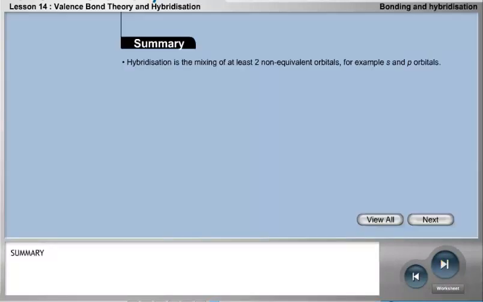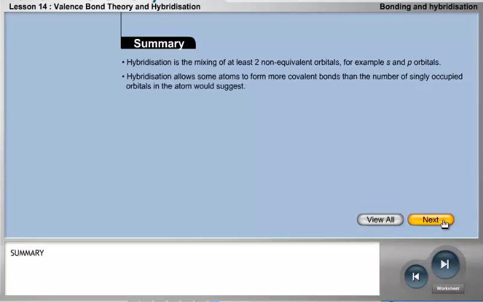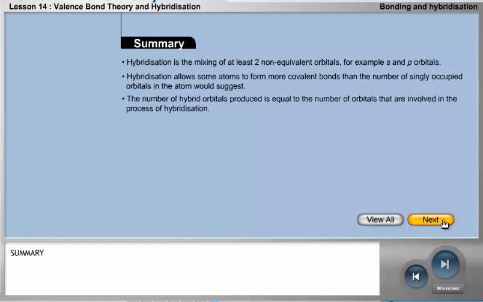Summary: hybridization is the mixing of at least two non-equivalent orbitals, for example, s and p orbitals. Hybridization allows some atoms to form more covalent bonds than the number of singly occupied orbitals in the atom would suggest. The number of hybrid orbitals produced is equal to the number of orbitals that are involved in the process of hybridization.